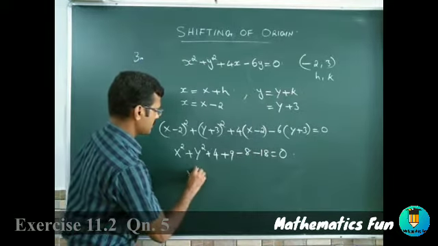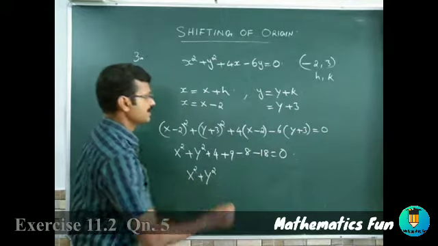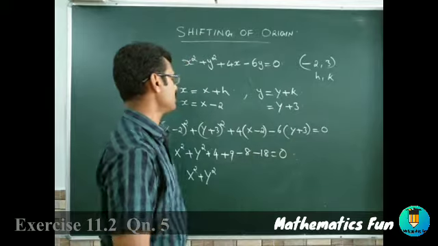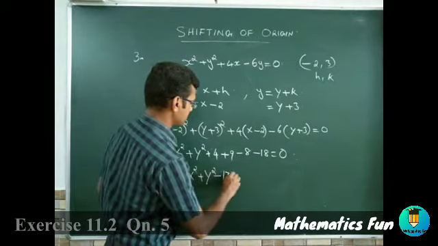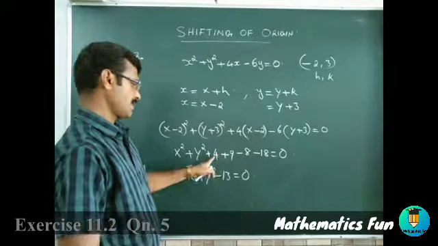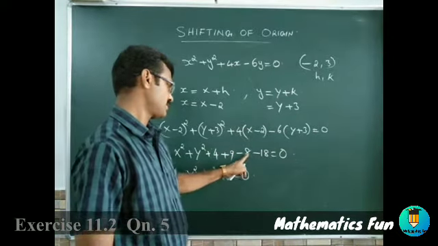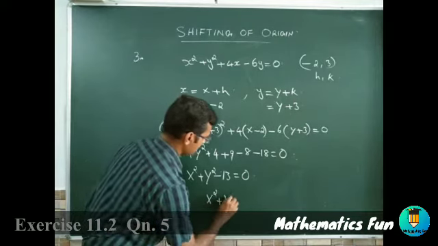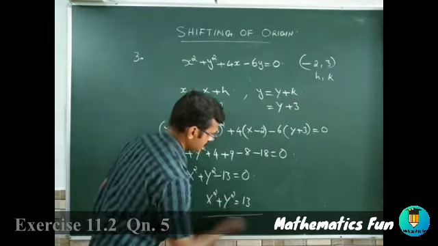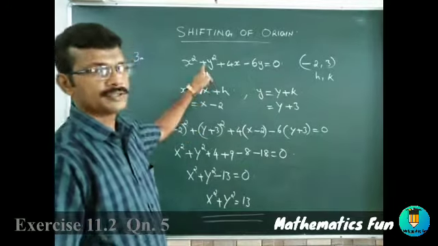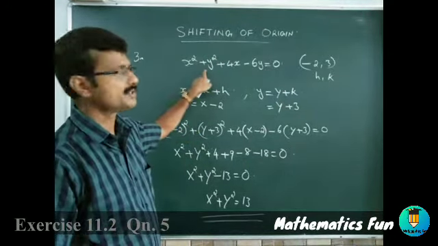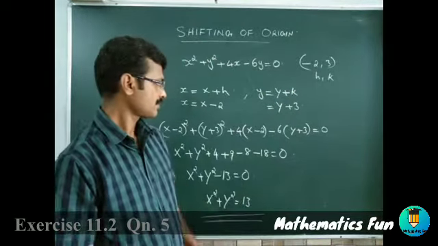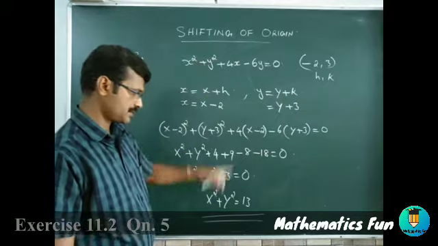This we can write as x square plus y square. This one if you add, 13 minus 8 is 5, 5 minus 18 is minus 13. So this can be written x square plus y square is equal to 13. This is the new form of this equation when origin is shifted to minus 2 comma 3. Okay, this is that question.